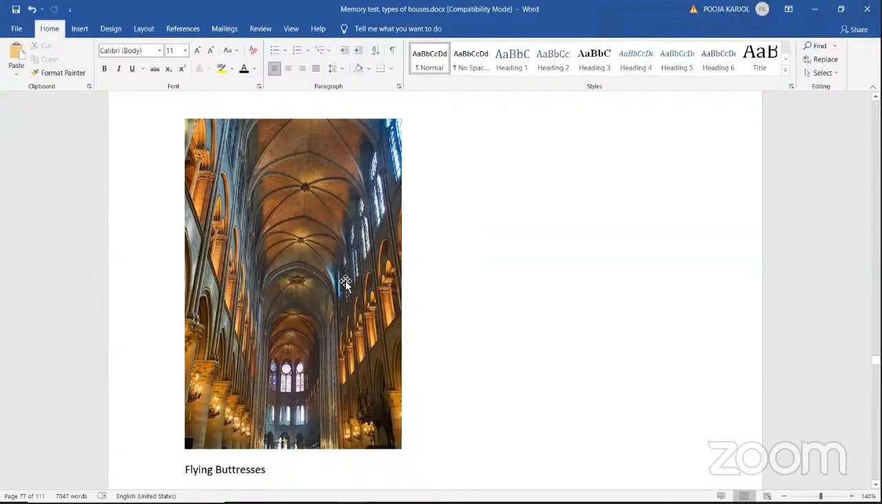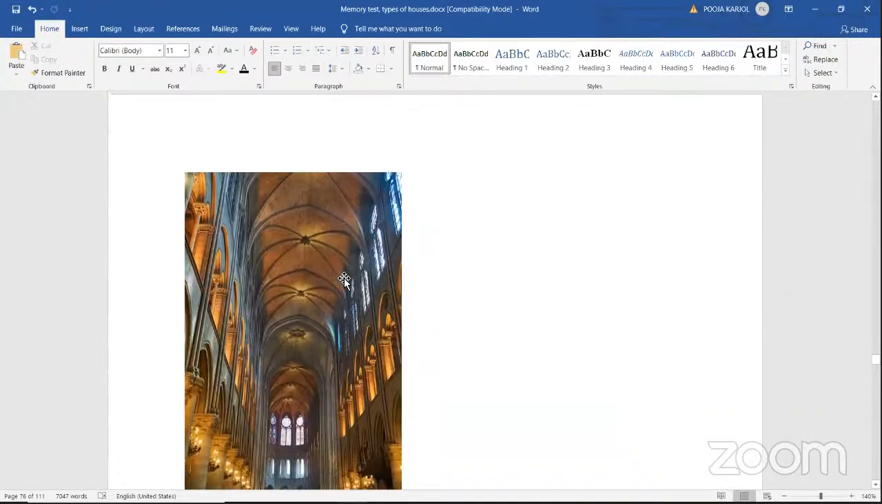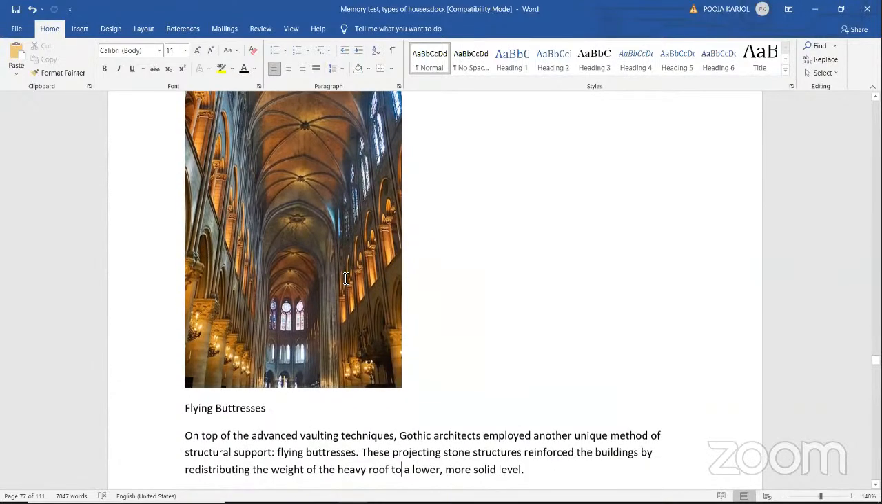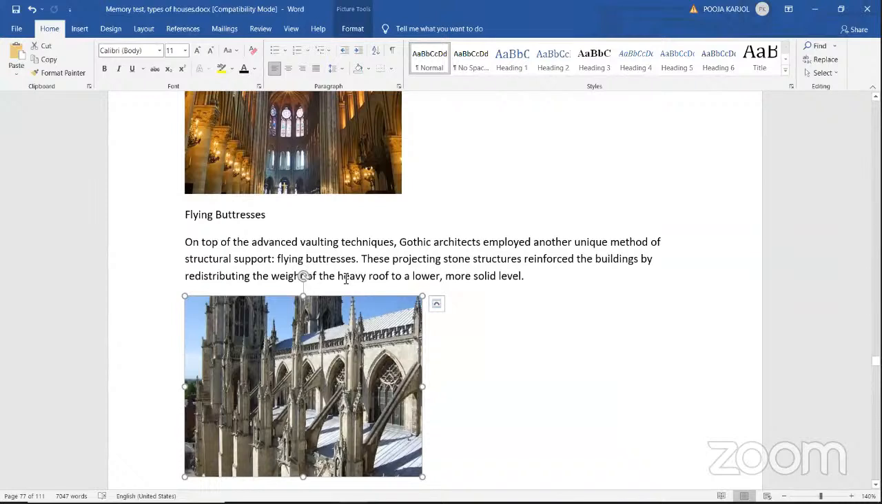Okay, arches are parallel to one another to support the rounded roof. Basically, it looks rounded. Flying buttress. See, Gothic architects employed another unique method of structural support, flying buttress.